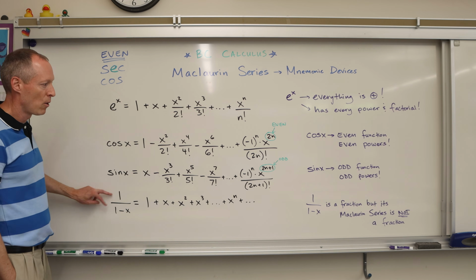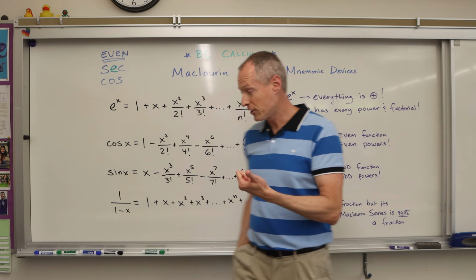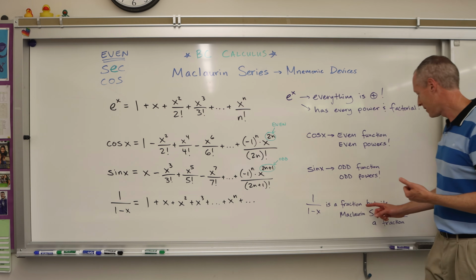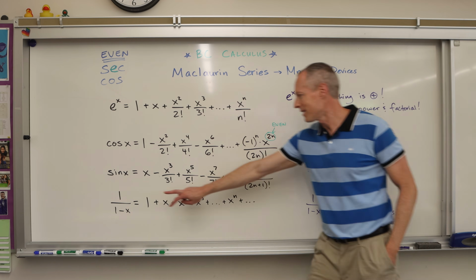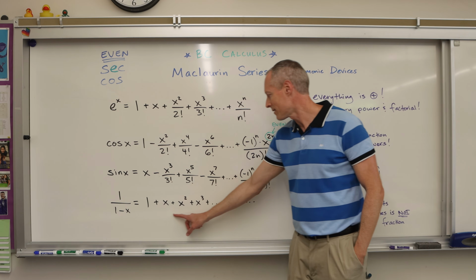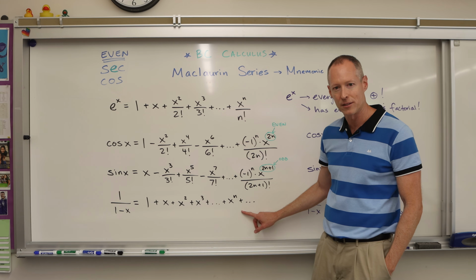So I say 1 over 1 minus x is a fraction, but its Maclaurin series is not in a fraction, so it's opposite. The one that has the fraction that looks complicated actually has the easiest series, and they're not in fractions.